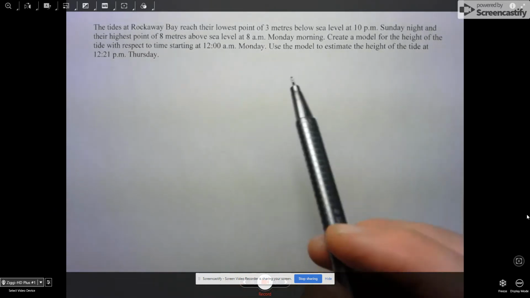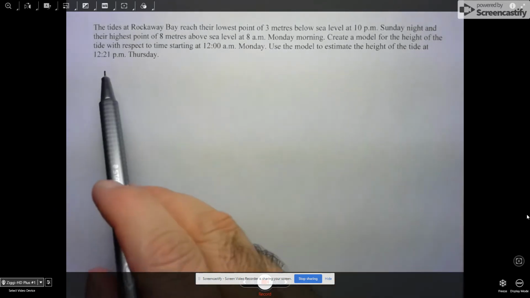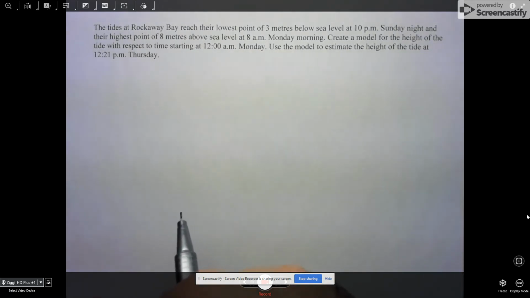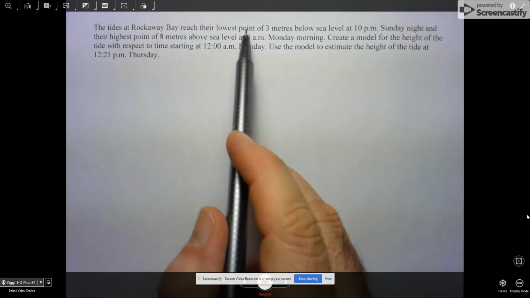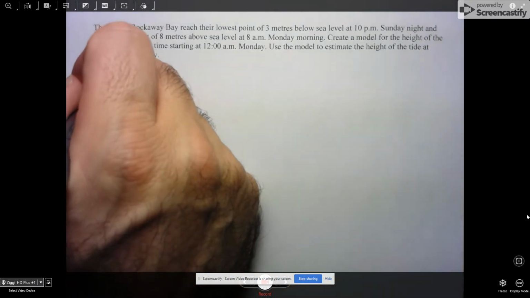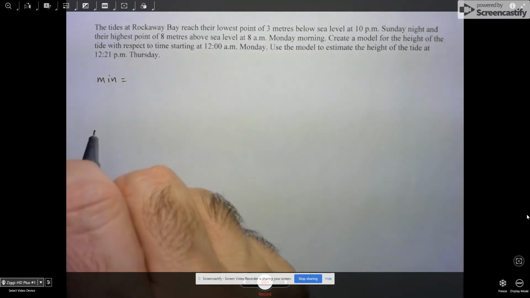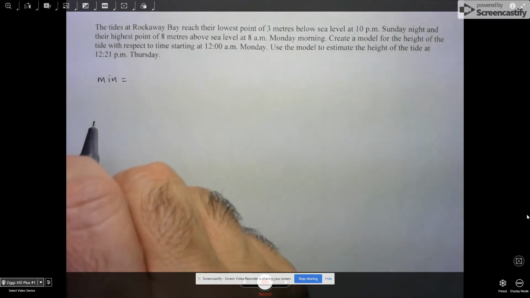Okay, so one of the reasons why we come up with these models is so that we can make predictions for the future. All right, so let's look at the information that they give us. So they tell us that they reached our lowest point, so that means our minimum. Okay, now I guess the first thing we have to do is decide what our variables are going to represent. So we want height versus time.